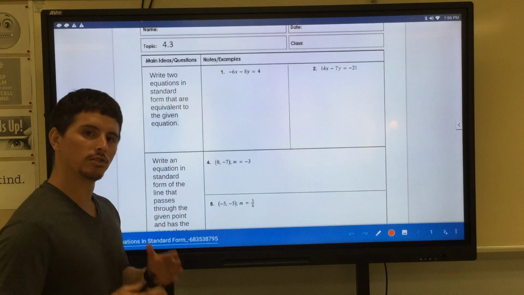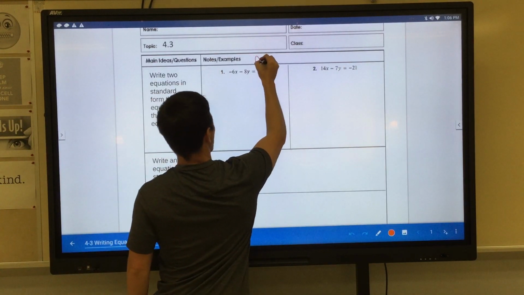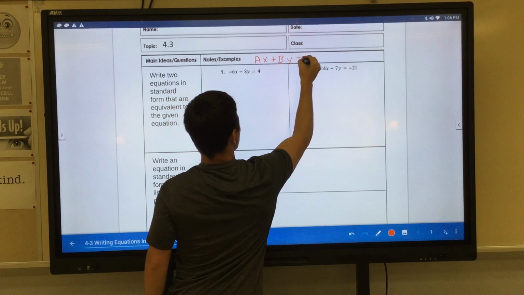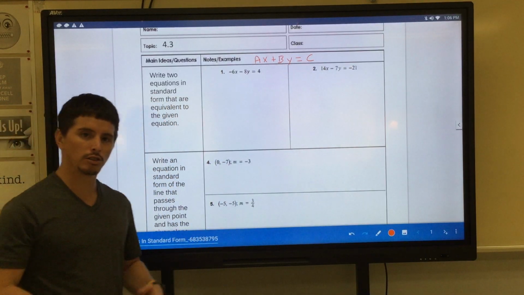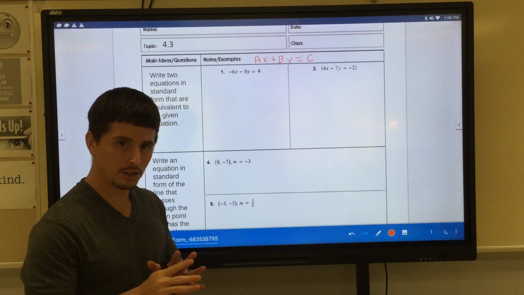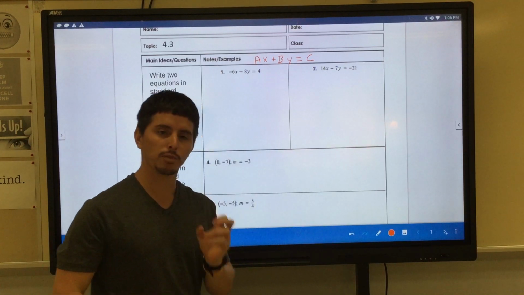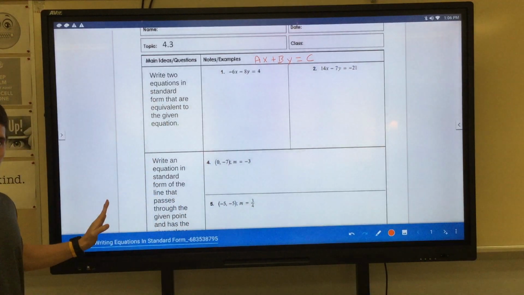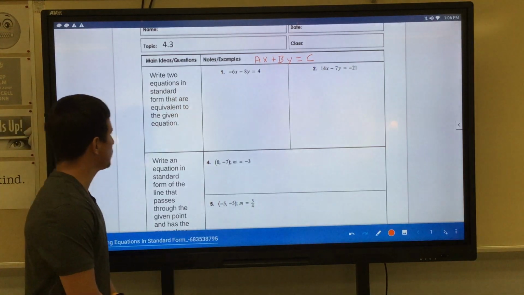Now the formula that you need to know for this lesson comes down to this. AX plus BY is equal to C, where the A and the B and the C are just coefficients, meaning that they are just numbers. But notice that the X and the Y have to be on the same side together. And that's basically it. Let's take a look at these two examples.